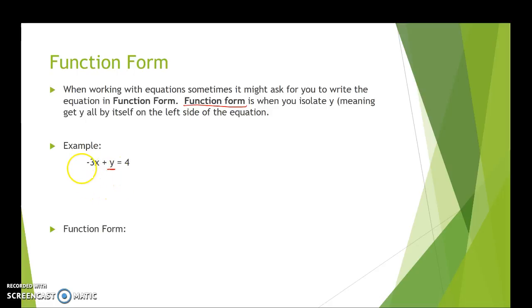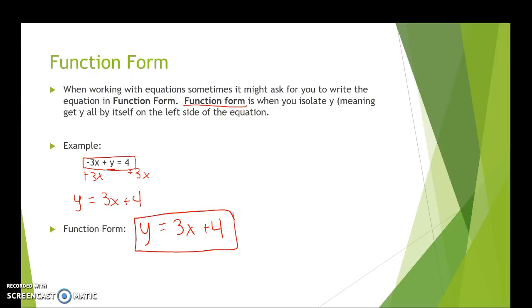To do that in this situation, we would add 3x on the left side and add 3x on the right side. So we'll be left with y equals, and we want to write it with the x being first, so function form would be 3x plus 4. So what would the function form look like here? Well, when you have the original, negative 3x plus y equals 4, the function form of that would be y equals 3x plus 4. That would be your answer, writing it in function form.